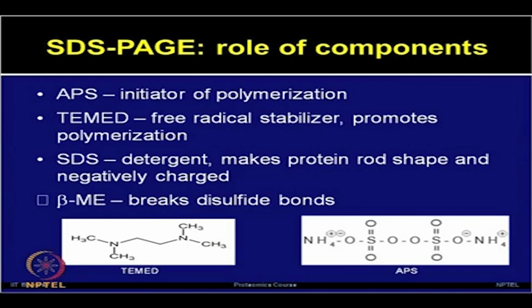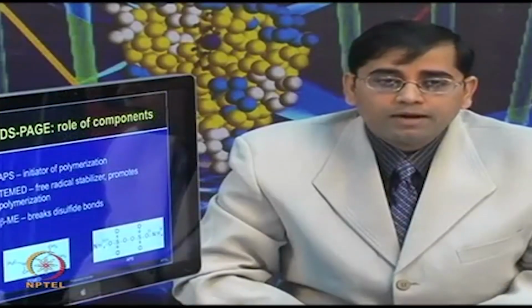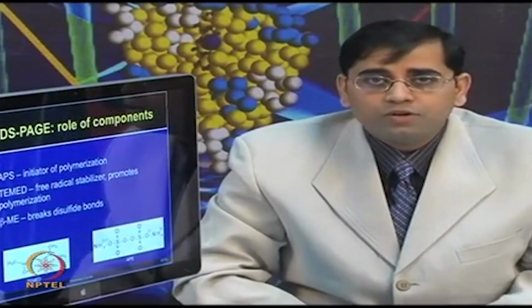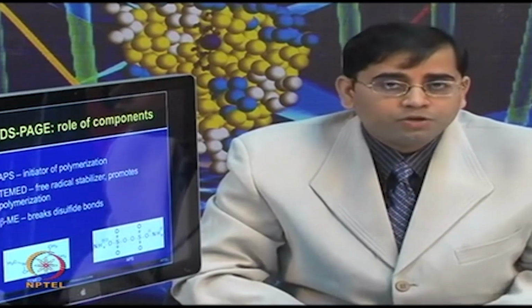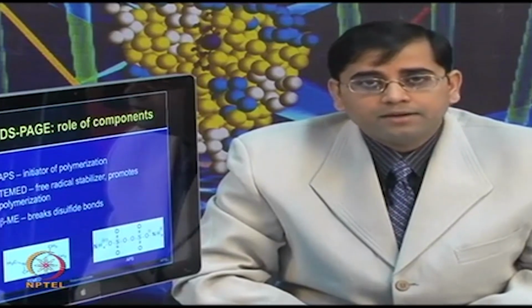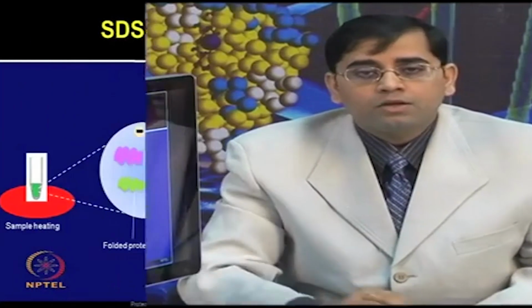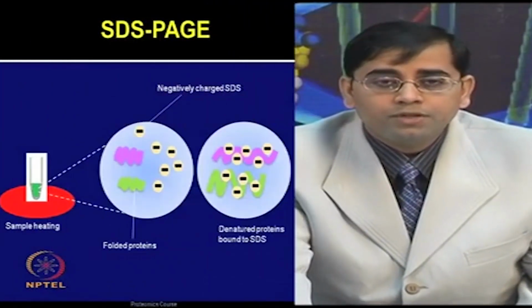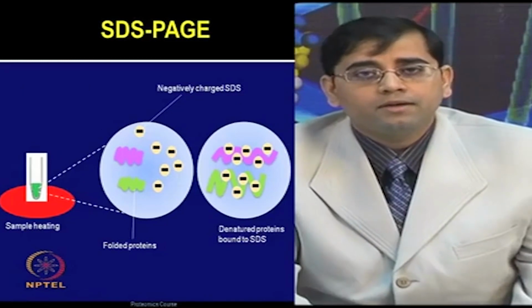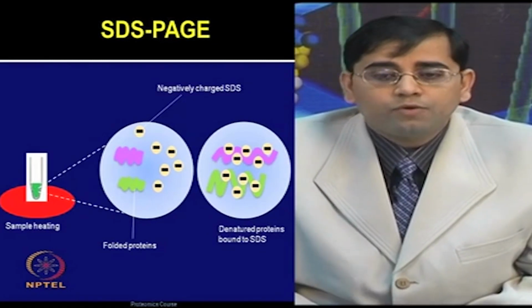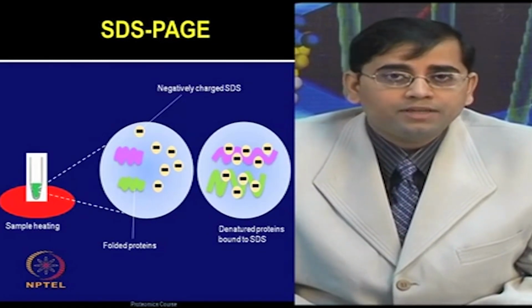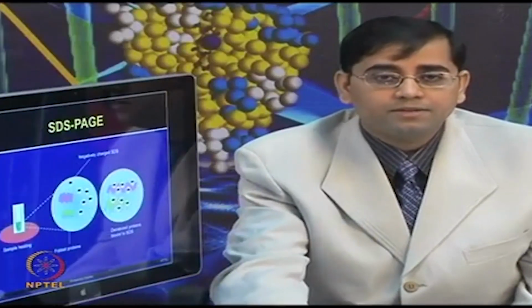So, beta mercaptoethanol is not used in making the gel, but for your protein treatment to break the disulfide bonds. So, I hope you are at least able to understand the role of each of these components which are being used in SDS page, either during the protein preparation or making the gel to separate the protein. Now, once this step is done, you need to boil your protein sample if you are performing a regular SDS page. The negatively charged SDS molecule will bind to the folded proteins. It will denature the protein and provide the negative charge.